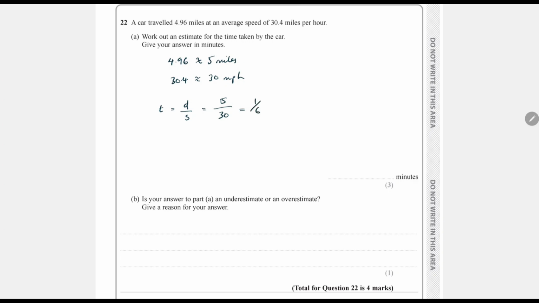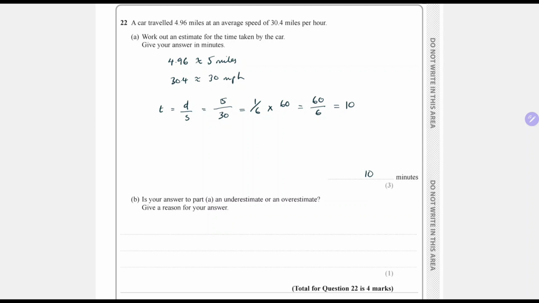Now we need to give our answer in minutes. And right now this is in hours. And so we're going to multiply this by 60. So that's 60 divided by 6, which is 10. So the estimate of time taken by the car is 10 minutes.